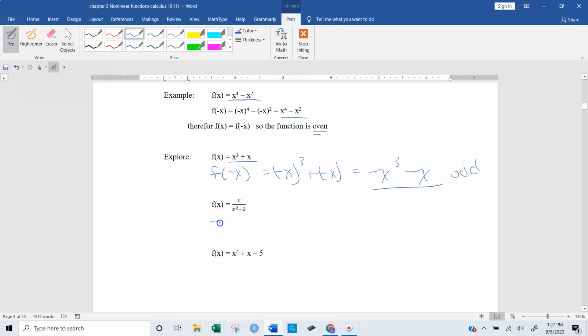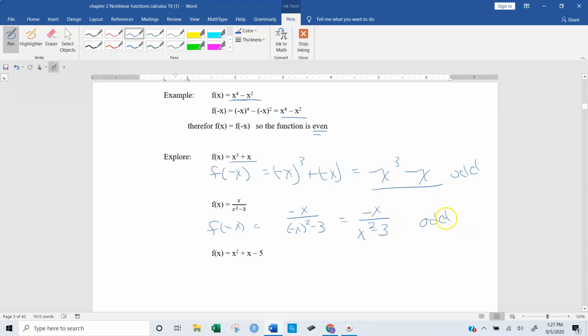Okay, let's try it down here. F of negative x, be careful with this one. So you plug in a negative x here, and remember it goes inside the parentheses. So technically you have negative x over x squared minus 3. The denominator stayed the same, the numerator changed, so this went from a positive function to a negative function. It is exactly opposite, which makes it odd.